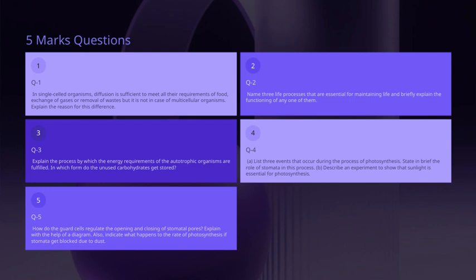Moving on to the experiment that shows sunlight is essential for photosynthesis. We can take a healthy plant, cover part of its leaf with black paper, and keep it in sunlight. After a few hours, we test for starch in both covered and uncovered parts. The uncovered part will turn blue-black, indicating starch formation, proving that sunlight is necessary for photosynthesis to occur. Understanding these processes helps us appreciate how plants produce oxygen and food, supporting life on Earth.